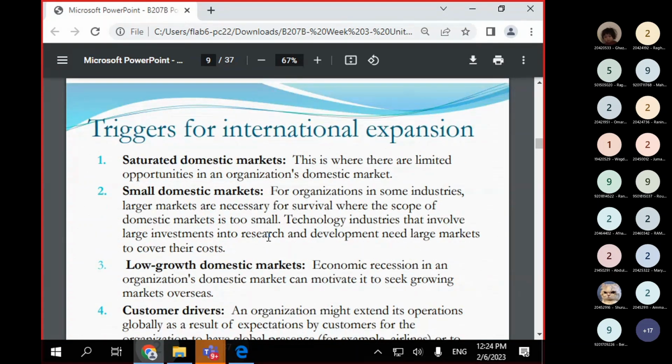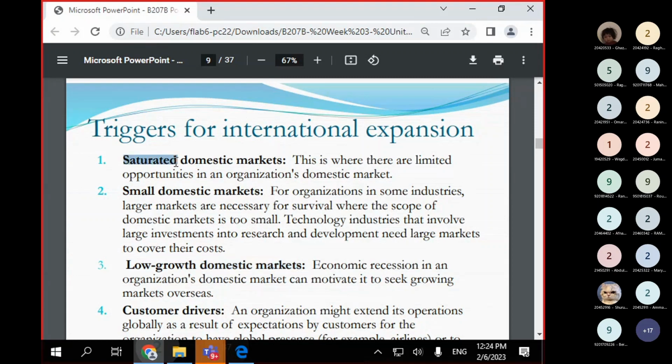So what are the triggers or reasons for companies going overseas, for companies going global? What are the reasons? The first 3 talk about the domestic market. So let's start with the domestic markets.